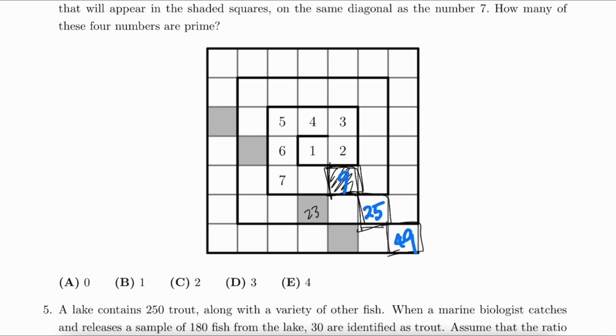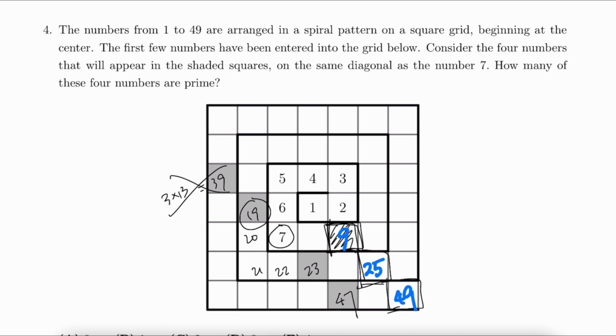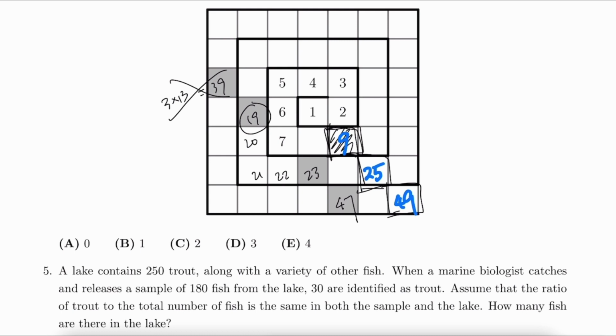If you can think of this very quickly, this might save you a few seconds. 23, 22, 21, 20, 19, 47, 39, right? And how many of these are prime? This is 3 times 13, so that's out. 19 is a prime, 7 is a prime, but if we look at the problem carefully, the 4 numbers, so 7 doesn't actually count. 23 is a prime, and 47 is a prime. So actually, 3 of these are prime. So our answer is D.